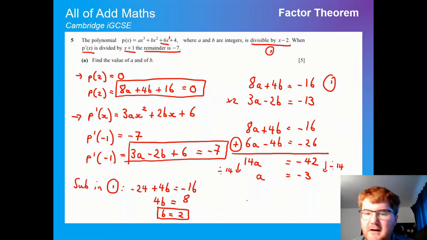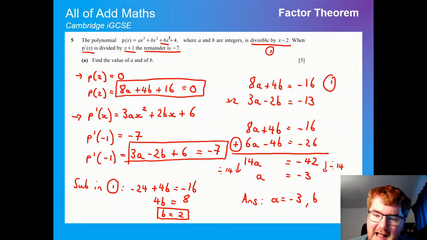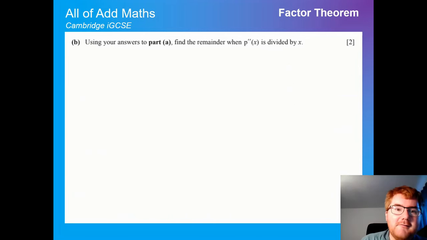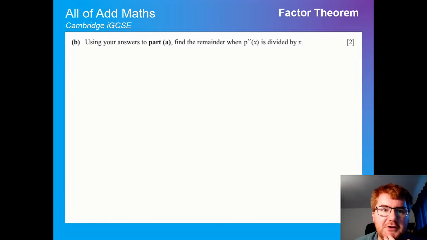And again, in any IGCSE exam, I'm just going to write the answers very clearly here for the examiner so they can't miss them. A is minus 3 and b is equal to 2. So making that really clear for the examiner. Those are my answers. Give me those 5 marks. Right, and on to part B, again, very typical. You want to use an answer from a previous part of the question here.